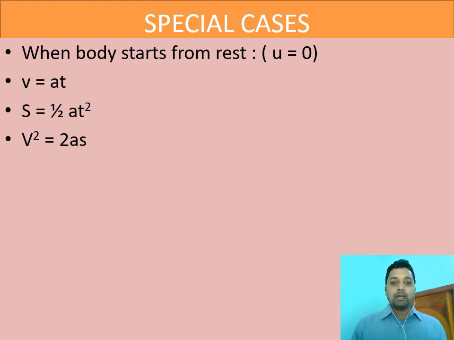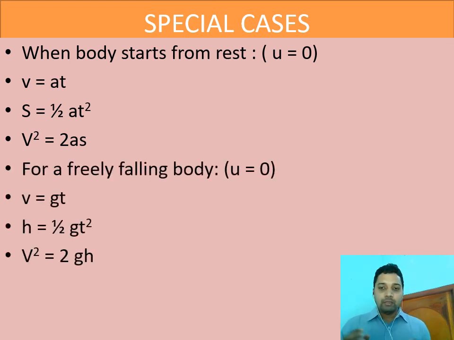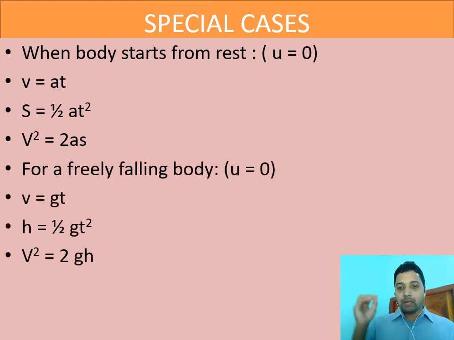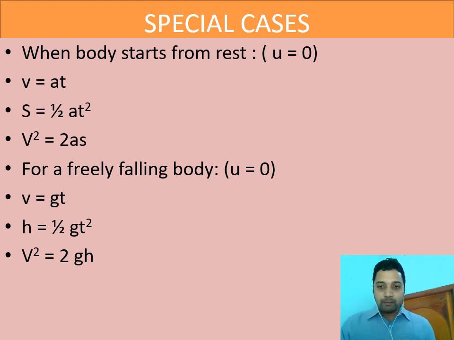Whenever we take the freely falling body case, when a body is coming down from a height, in place of acceleration A we get acceleration due to gravity, small g, and in place of displacement we get height h. So all three equations will change. V equals U plus AT becomes V equals U plus gt. S equals UT plus half AT square becomes h equals UT plus half gt square. V square minus U square equals 2AS becomes V square minus U square equals 2gh.